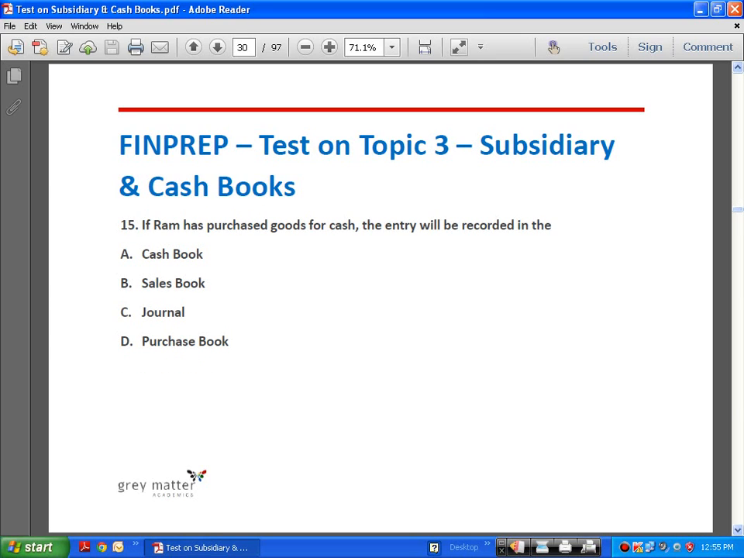If Ram has purchased goods for cash, the entry will be recorded in the cash book because there is an outflow of cash and it has to be recorded in the cash book directly. So answer is A.